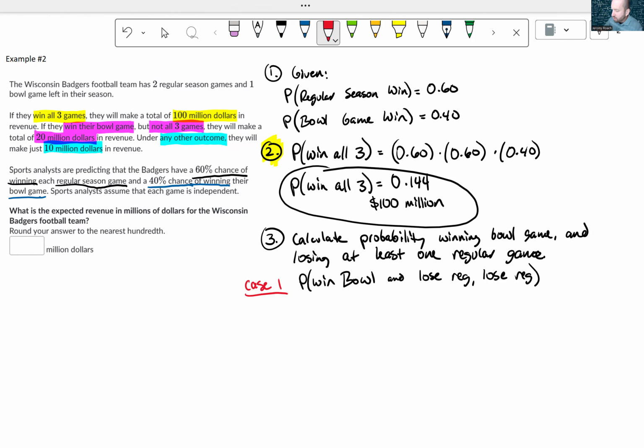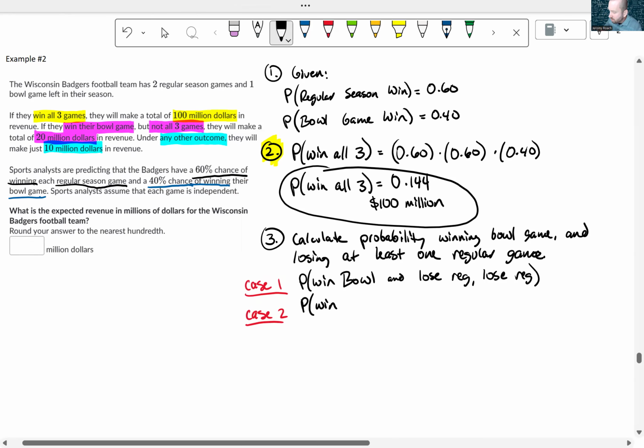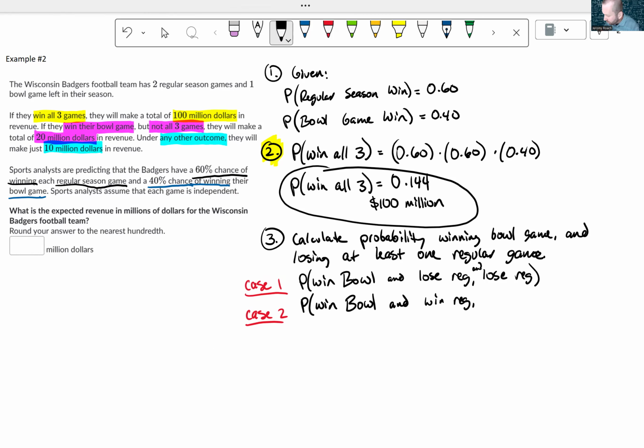Another combination: they win the bowl game and they win a regular game, and then they lose a regular game. I probably should have written "and" there also. That's case two.